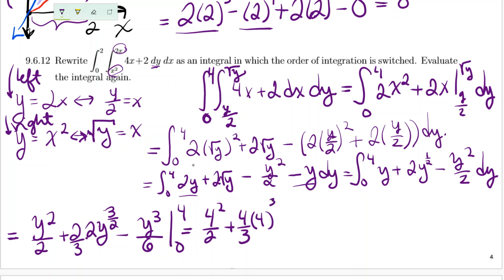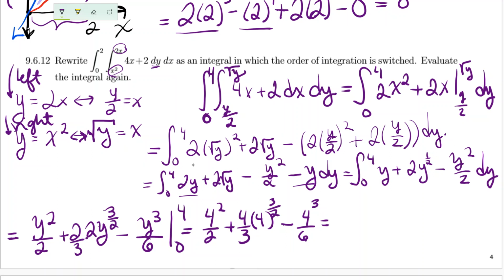4 to the 3/2. Luckily, halves, remember that's just a square root, so we're going to square root the 4 and get a 2, and then cube it. Hopefully you remember that. If not, hopefully I reminded you. 4 cubed over 6. Whew, let's pull out some calculators, because, oh boy, am I feeling like this one's going to be rough.